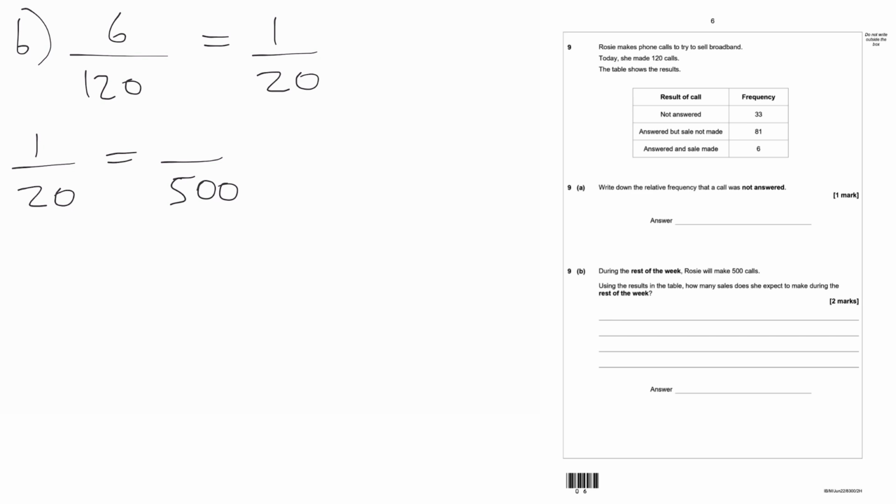So we want to equate this 1 in 20 to something in 500, which I'm going to call X. And now we're just going to rearrange this to solve for X. So X equals 500 times 1 over 20, which is just 500 over 20, which is 25. Moving on to question 10.